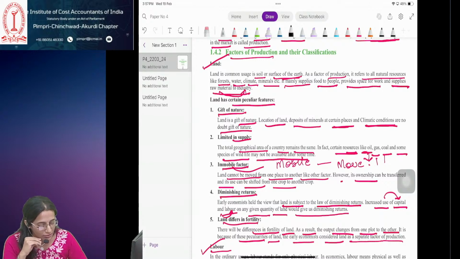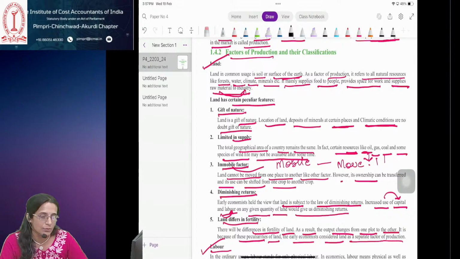In fact, certain resources like oil, gas, coal, and some species of wildlife may not be available after some time. We see some very small birds, smaller than the chimney. These birds are now rare. Can you see these birds now in the city area? Mostly not. Only in very rare places, like Konkan, where there is forest, these species have become very rare. Right, guys? So they are explaining that.